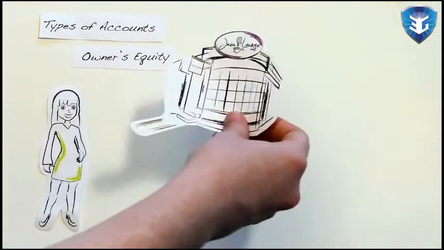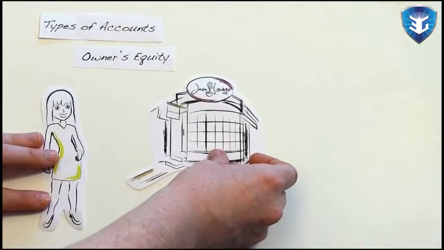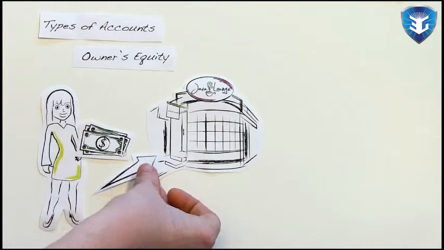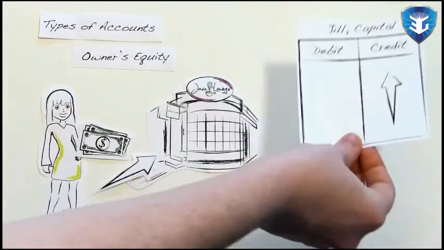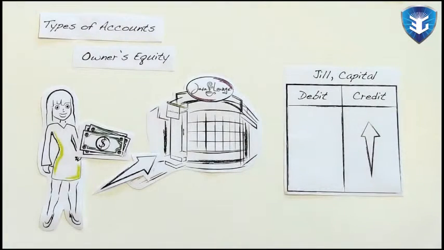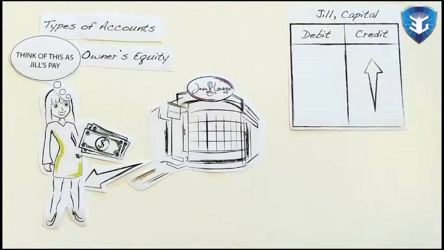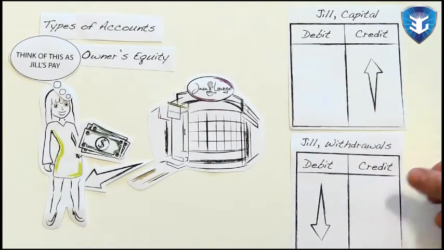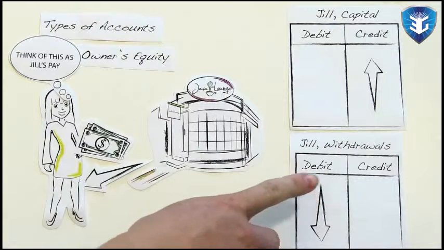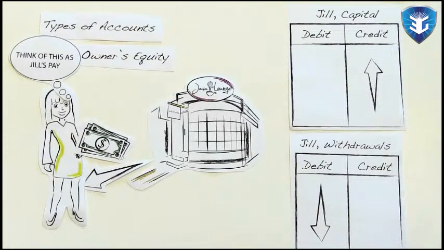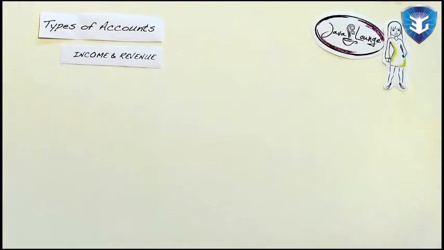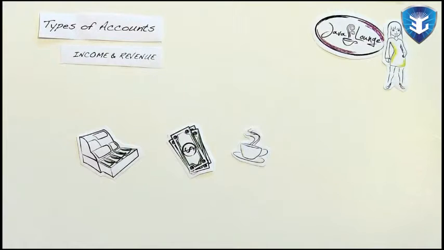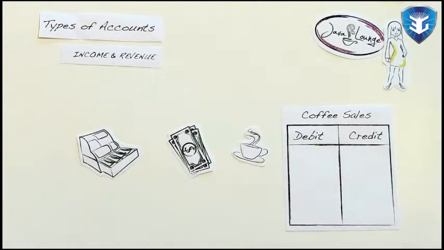Owner's equity is the owner's claim on the assets of the business. During each financial period, a record is kept of Jill's contributions to the business by way of personal funds or assets. The Jill Capital Account is used for this purpose. Also, a record is kept of Jill's withdrawals of cash for personal reasons. The Jill Withdrawals Account is used for this purpose. Income and revenue accounts are just as they indicate. They track where the company gets its income from. Jill's Coffee Sales Account records any coffee sales the Java Lounge makes.